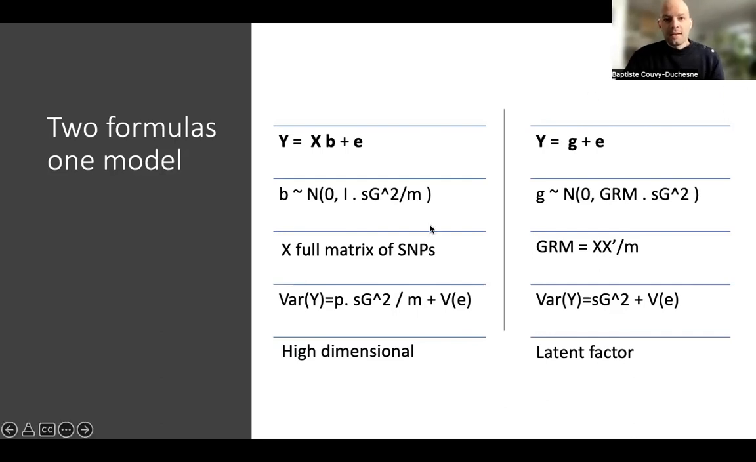On the left-hand side, the formula emphasizes more this X full matrix of SNPs. So the focus is on this high-dimensional data that we're trying to fit. On the right-hand side, the emphasis is more on this latent factor G, which is not necessarily observed, but of which we know the GRM, so the variance-covariance structure.